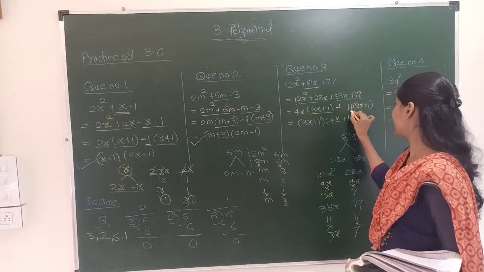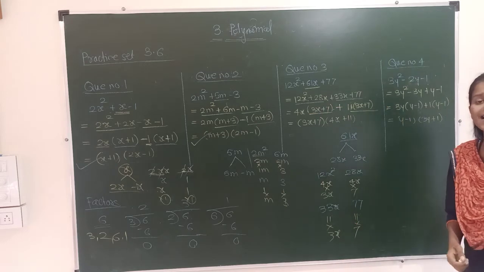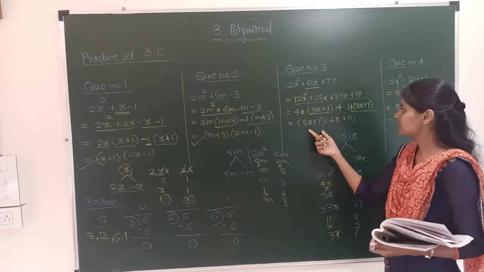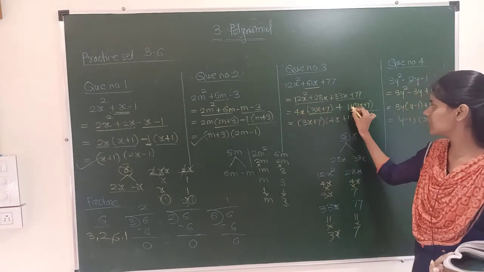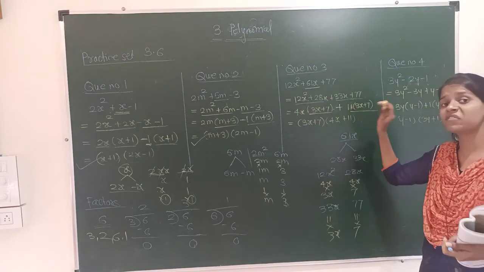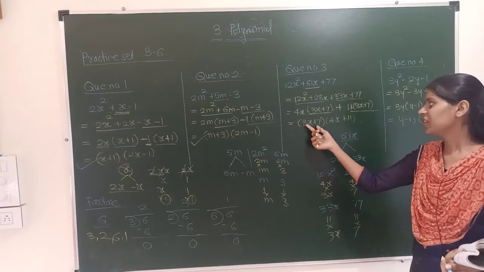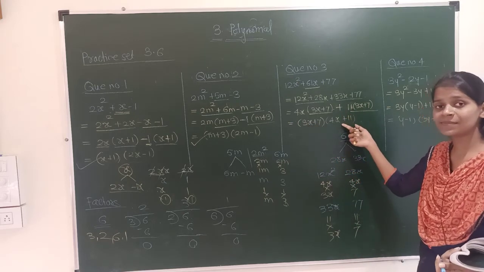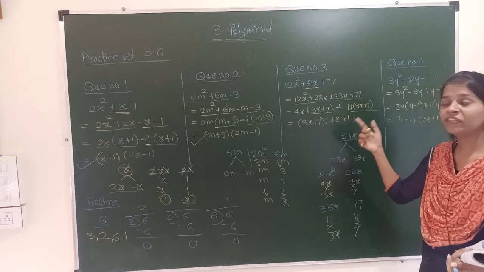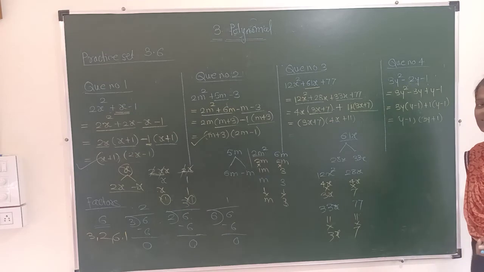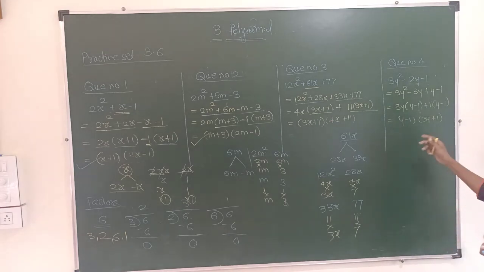Now 3x plus 7 and 3x plus 7, these two brackets are similar. So we can take the bracket in common. So 3x plus 7 and the remaining terms are 4x plus 11. We will write the remaining terms in another bracket, 4x plus 11. So 3x plus 7 and 4x plus 11 are the factors of the polynomial 12x raised to 2 plus 61x plus 77.